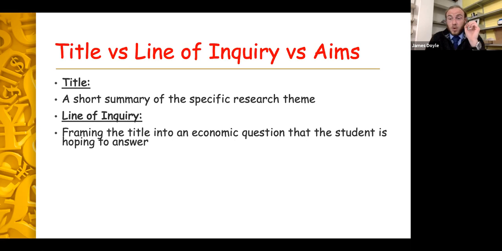So it's what you're trying to find out, and it's framed in an economic concept, because this isn't a history research study report, this isn't a geography one, this is an economic research study report.